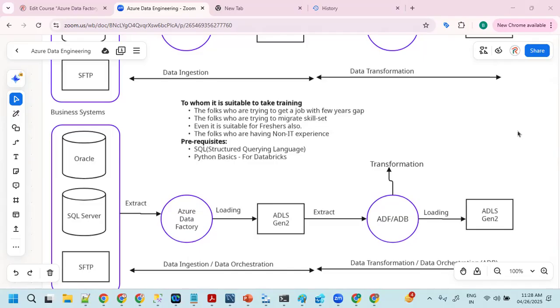I hope that it will be helpful for me to transition into data engineering. Currently I am working as a test engineer in automation, so I want to transition into data engineering on Azure. I hope it will work. Definitely, 100%.